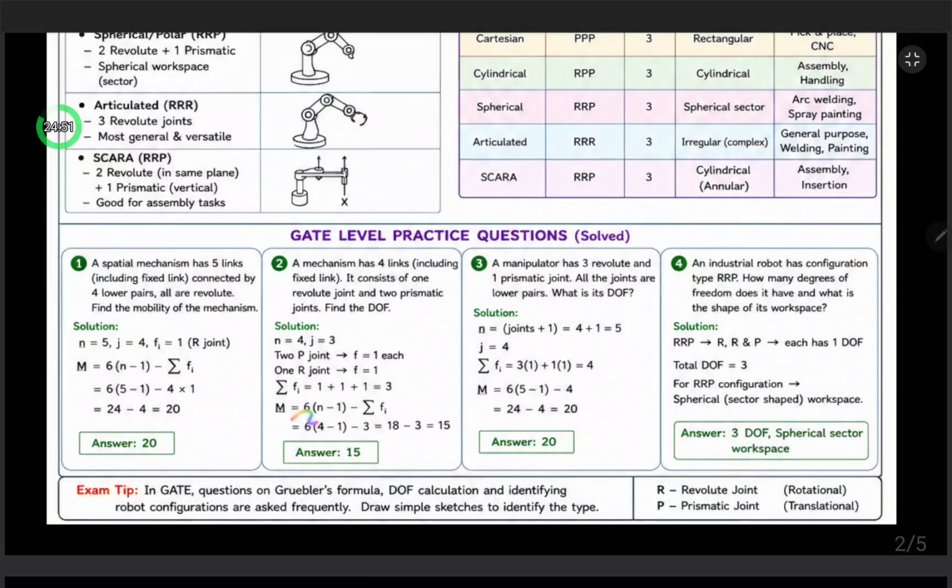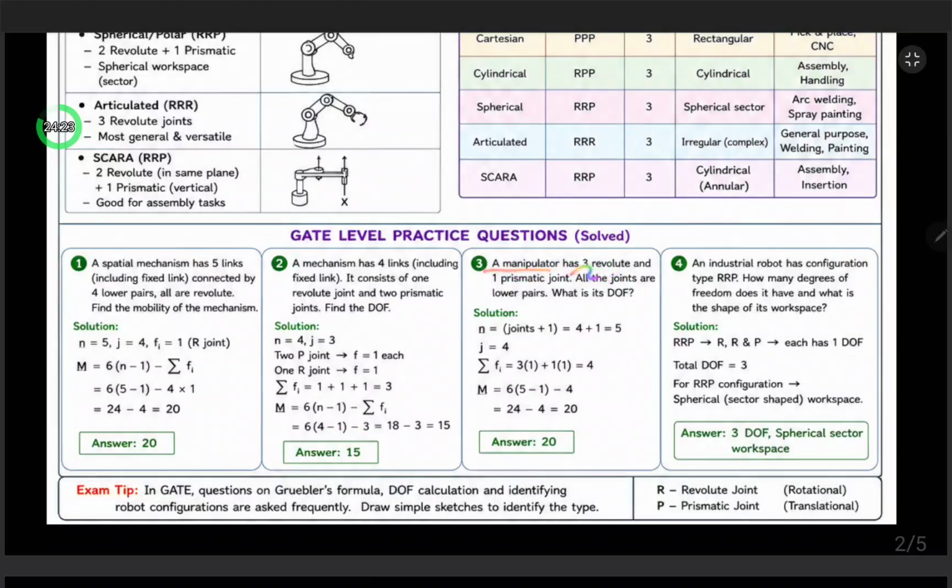Now the formula we can use here again, 6 into (n minus 1) minus summation of f_i. Here n is 4, 4 links. Now if we do the summation of f_i, there are 3 joints, and for each the degree of freedom is 1, so the summation is 3, and it will come to 15.